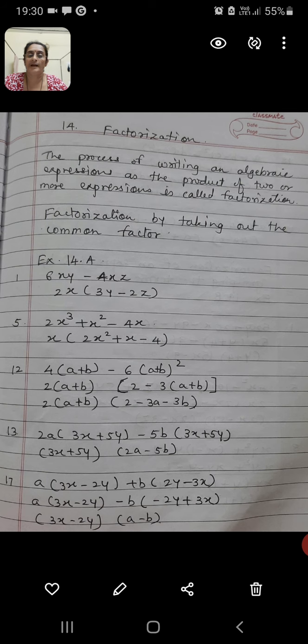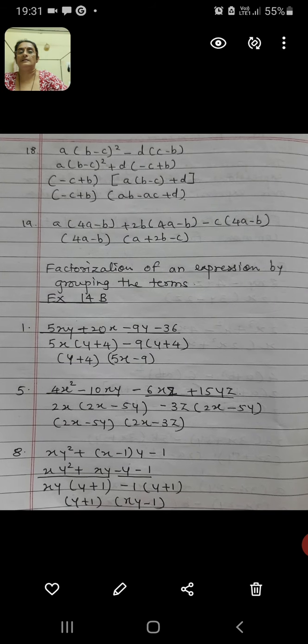Now see, both the brackets are the same. 3x is positive in both, 2y is negative in both. So we can take it as the first factor. So 3x minus 2y is the first factor, and a minus b, whatever is remaining, that is our second factor. Now let us go to the next question.